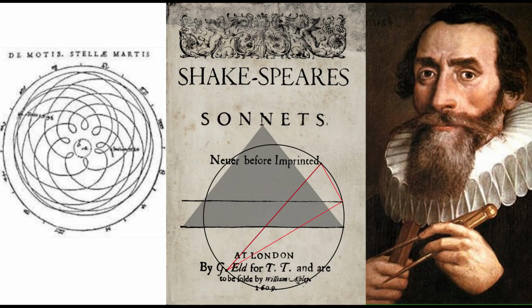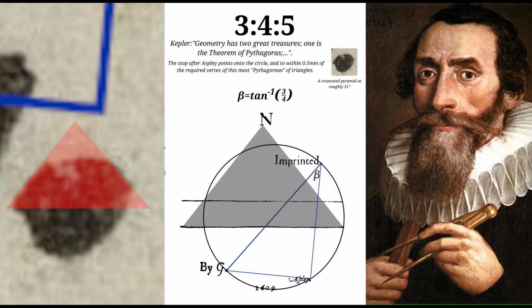The right angle of the pi triangle is approximately at the right end of the upper anonymous rule. The right angle of the 3-4-5 triangle is close to the dot after Aspley. This dot is at the same angle as the imprinted dot and is truncated. Extrapolating the apex of the pyramid brings it close to the predicted location of the 3-4-5 right-angled triangle. But we are still 1 millimetre to the left.